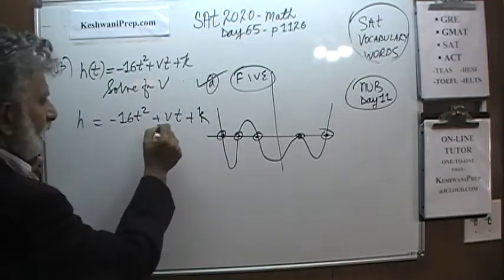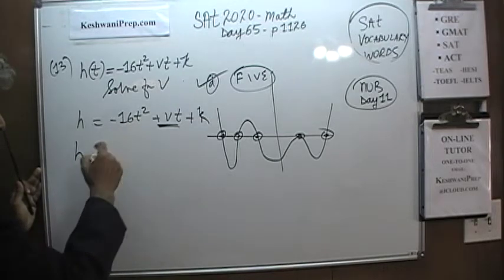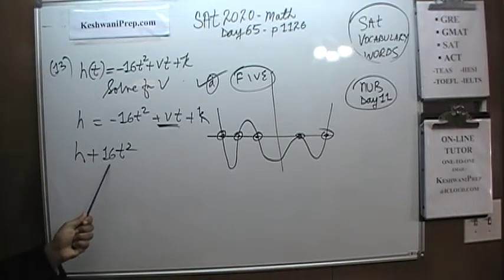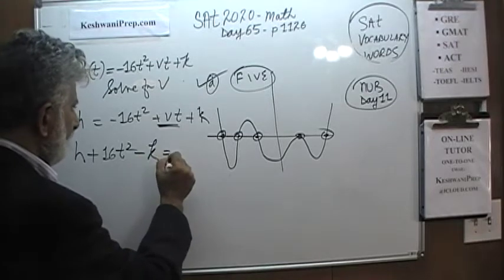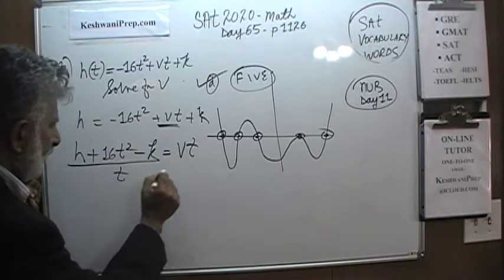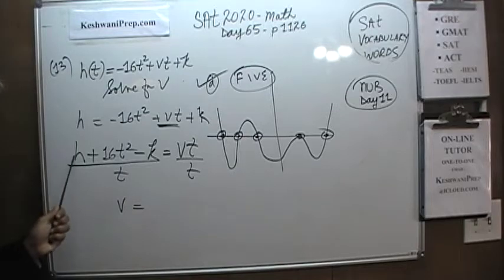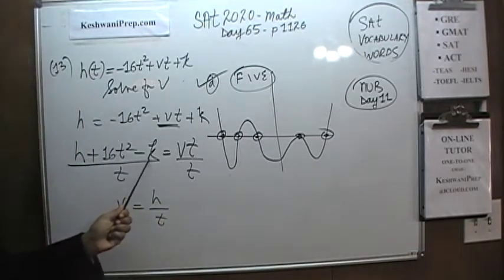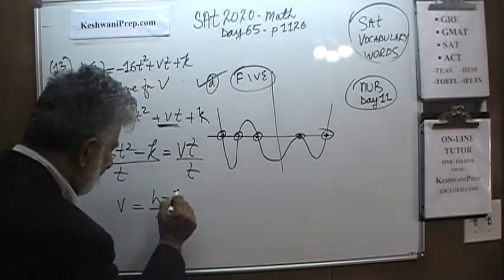So we're going to leave this guy here and bring those two on this side. So h, bring the negative 16 t squared to this side, it becomes positive 16 t squared, and positive k is going to become negative k, and that equals v times t. Divide the entire equation by t so that we have the v by itself. So v by itself is h divided by t, and then k divided by t, so it's minus k divided by t.